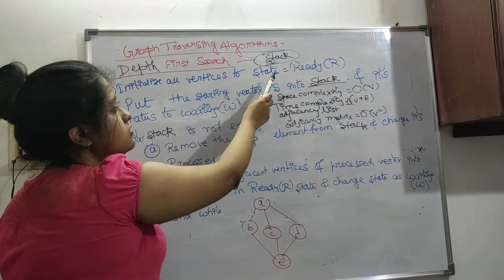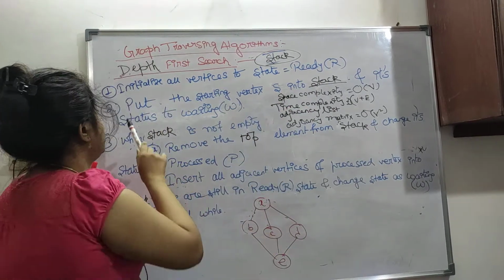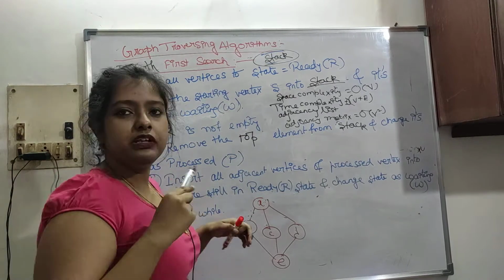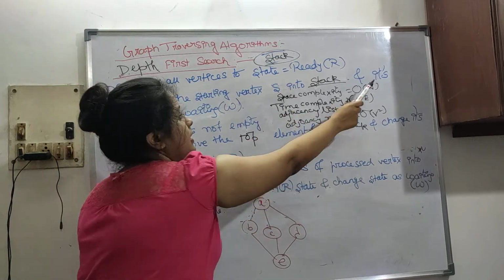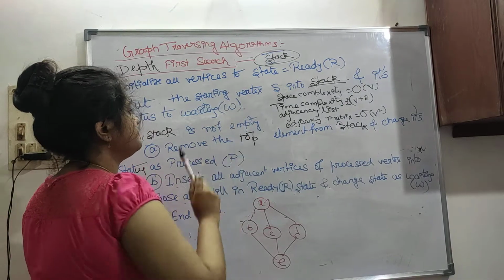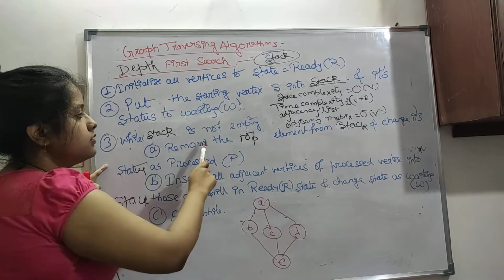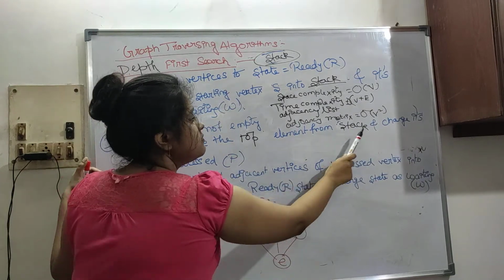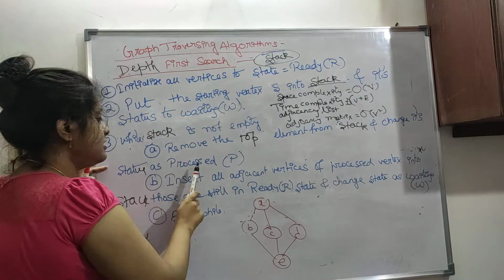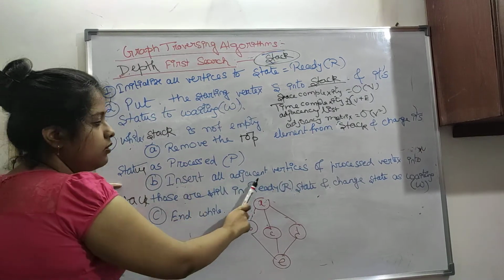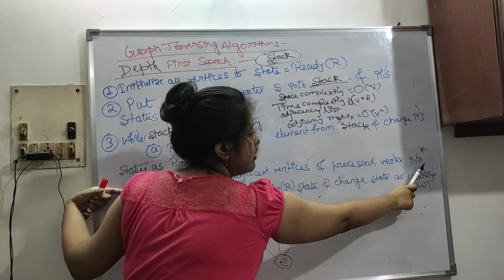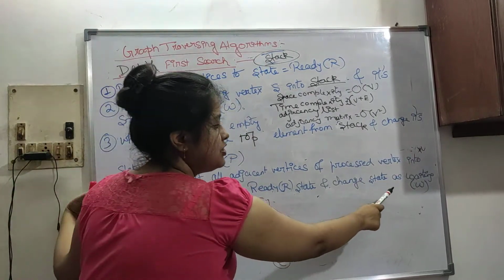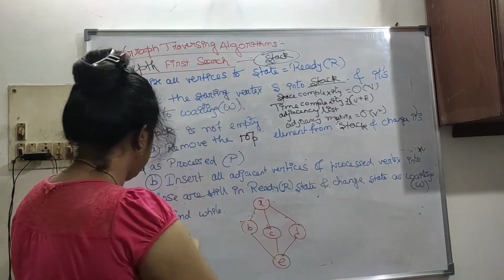So now let's see. Initialize all the vertices to state ready. We have already done this. Put the starting vertex S into the stack. Before we were using a queue, now we are using a stack, and its status is waiting. Now while the stack is not empty, remove the top element, not the first element, from the stack and change its status to processed. Then insert all the adjacent vertices of the processed vertex into our stack, those that are still in ready state, and change their state to waiting. End while.